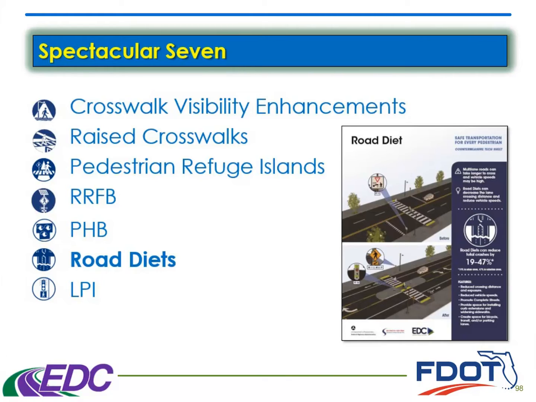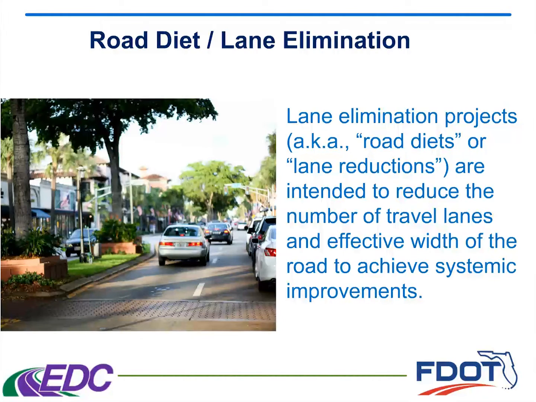And I'm going to talk to you today about road diets and what the requirements from the department are. The formal definition for a lane elimination project or road diet or lane reduction, as we have it in the FDOT Design Manual, is projects that are intended to reduce the number of travel lanes and effective width of the road to achieve systemic improvements.